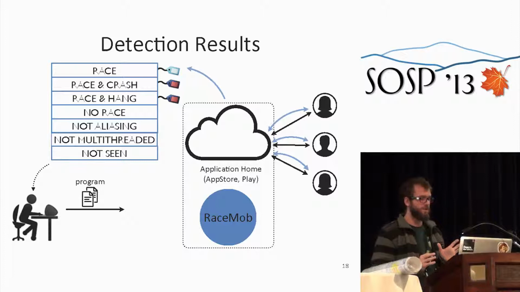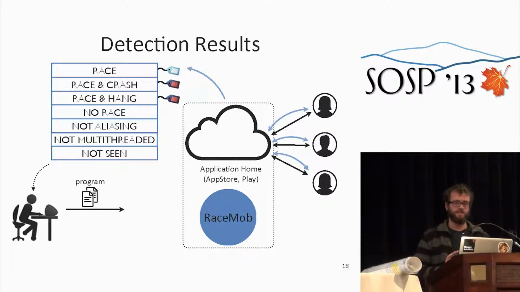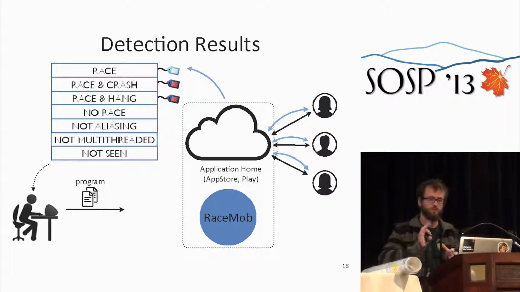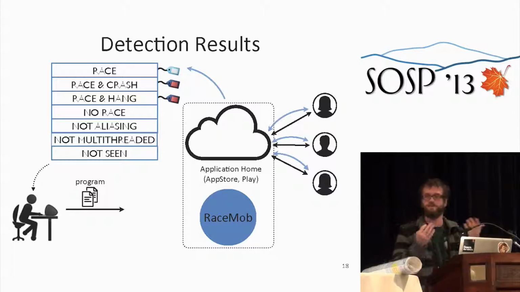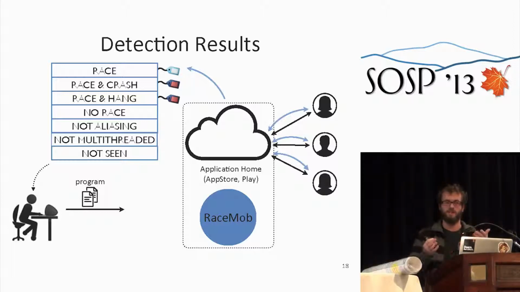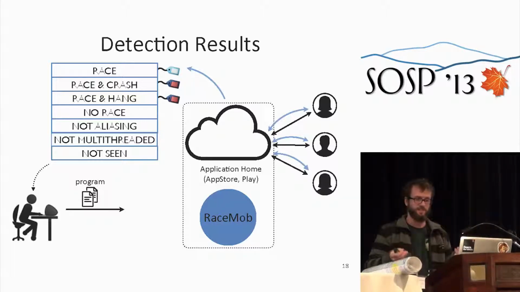So in the beginning of the talk, I told you that this is a dynamically updated list, and the developer can choose to prioritize some races over the others. In this case, you can imagine that the developer will want to first fix data races that cause crashes and hangs, as opposed to fixing the other ones.